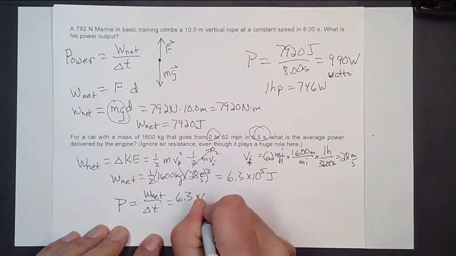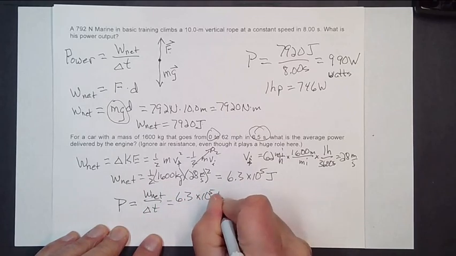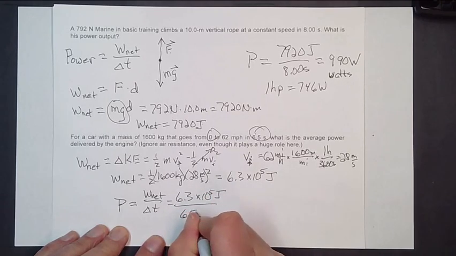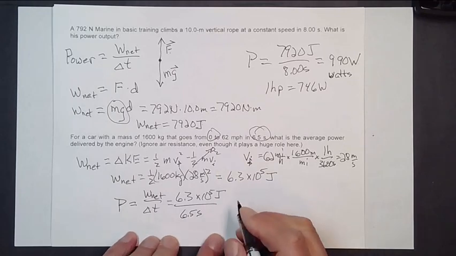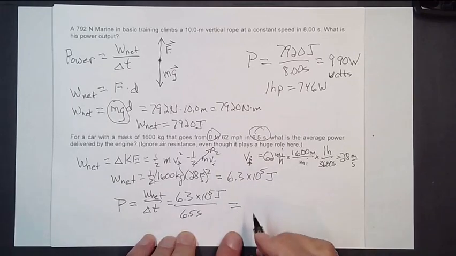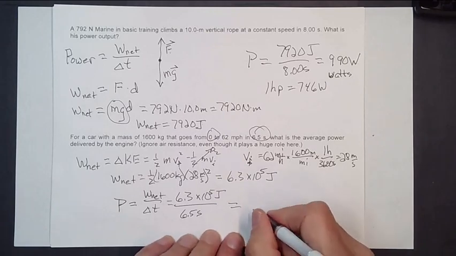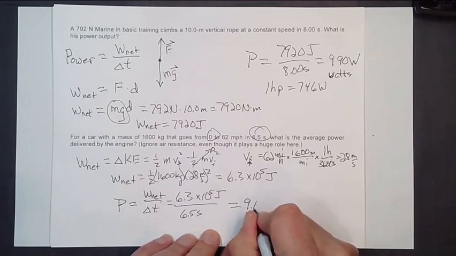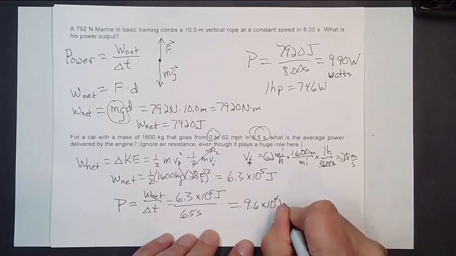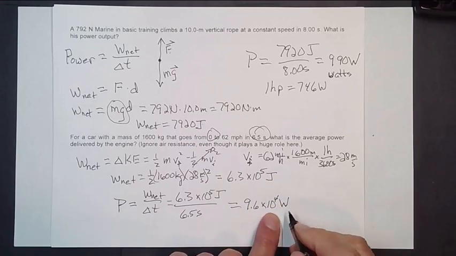6.3 times 10 to the 5th joules, 6.5 seconds. A joule per second is a watt, and we end up with 9.6 times 10 to the 4th. This W stands for watts.